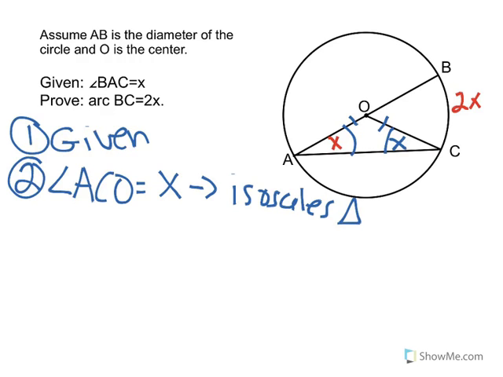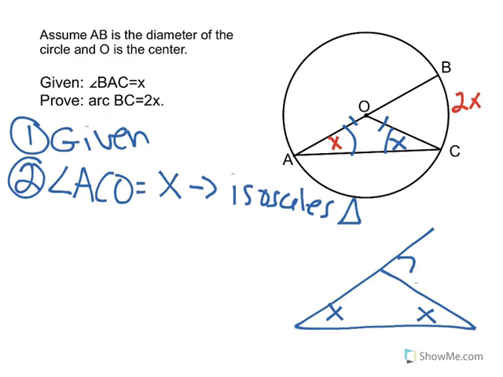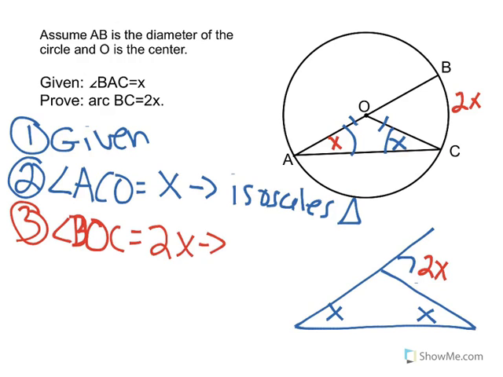So, looking at our triangle, I have this angle as x, and this angle is x. This outside angle right here would be 2x, because it's an exterior angle. So now we can write that down. Angle BOC is going to equal 2x, and that is because it's an exterior angle.